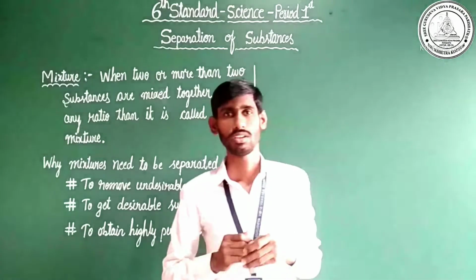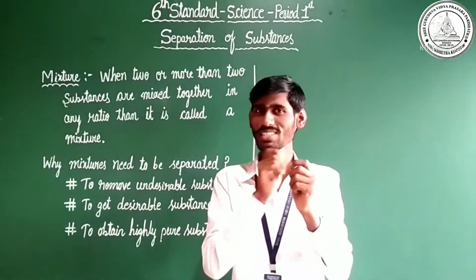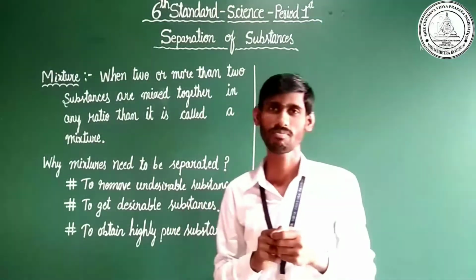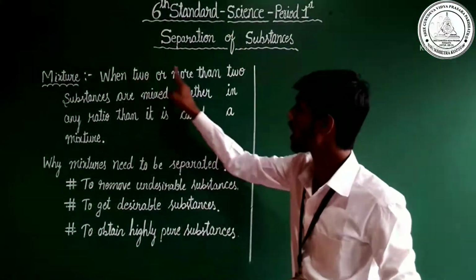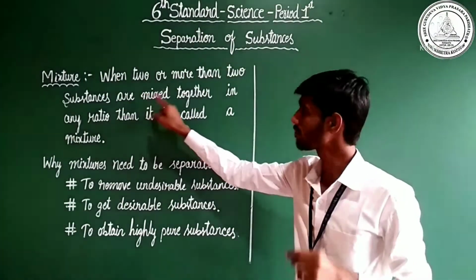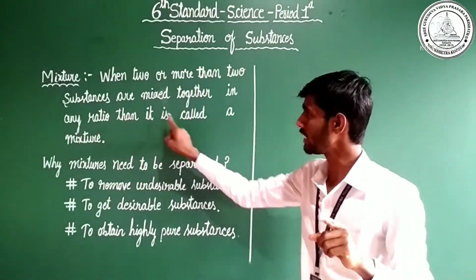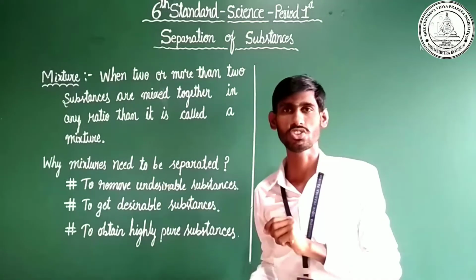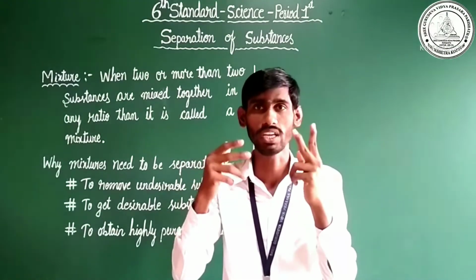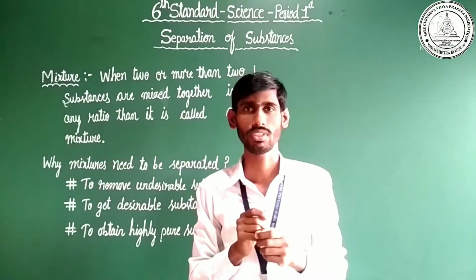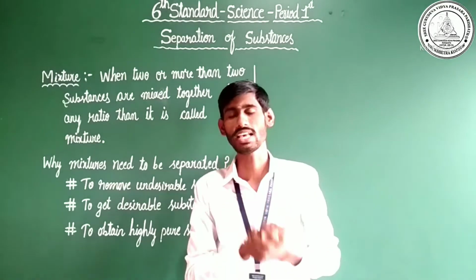Dear children, if we need to separate, it must be in a mixture, isn't it? Yes. What is a mixture, or define mixture? The definition is on the board. Please observe. When two or more substances are mixed together in any ratio, it is called a mixture. Two or more substances mixed together in different ratios, in different quantities. That is what we call a mixture.